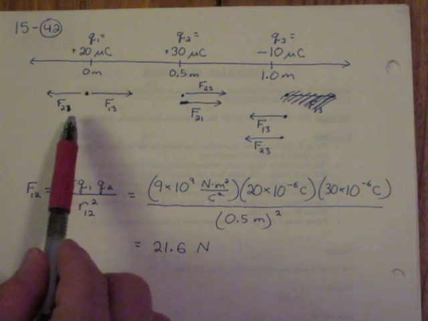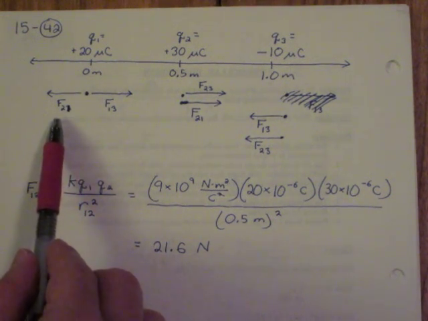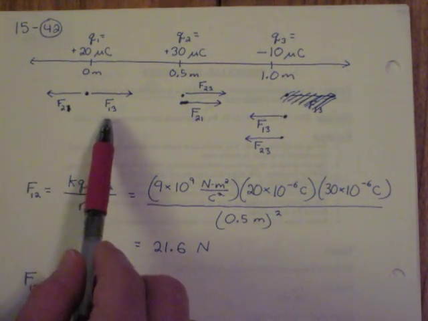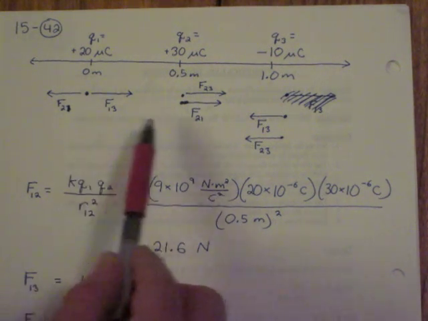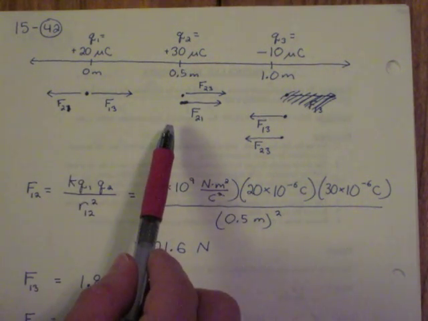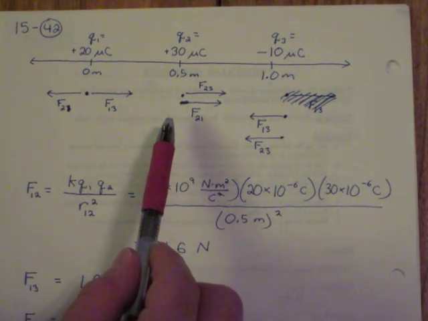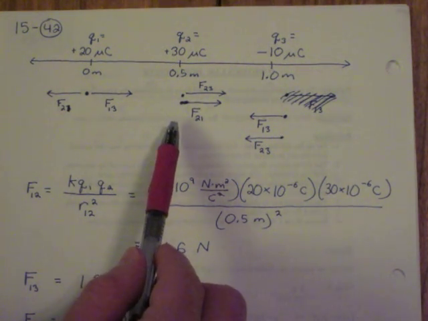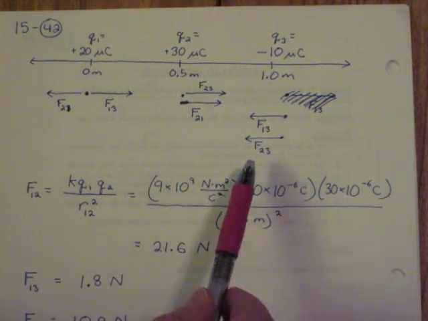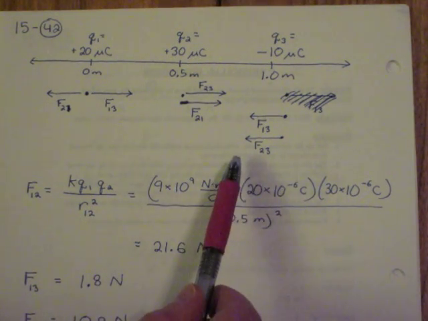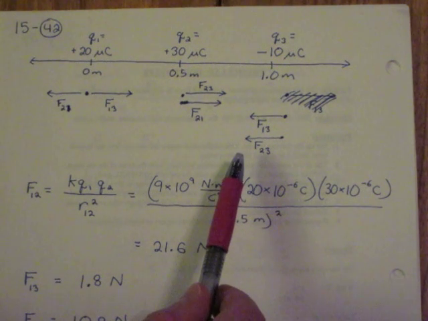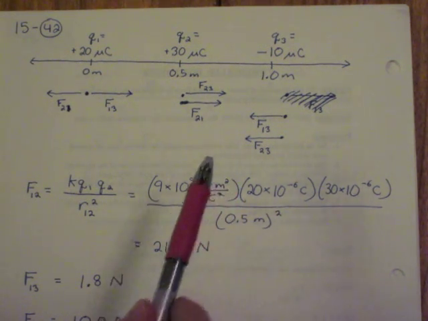It's got the force from charge 2 pushing it to the left, the force from charge 3 pushing it to the right. Charge 2 has both forces pushing it to the right because charge 1 is going to repel it, charge 3 is going to attract it. Charge 3 has both forces going to the left because it's attracted by both 1 and 2.